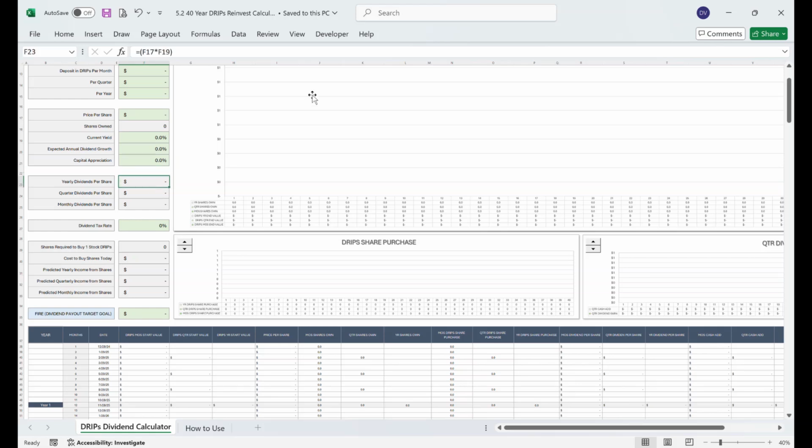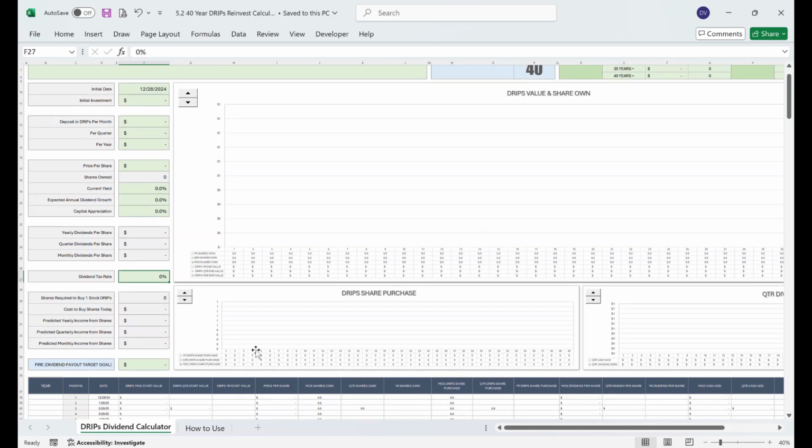So down here, this is how your yearly dividend per share is calculated. You take your price per share and your current yield, you multiply them, and you do the same thing for the quarter and the monthly, as you can see here. So that's how you get that. Next, the dividend tax rate. I put that in there, and a chart correlates with it so that you can see how much tax you're paying on your monthly dividend.